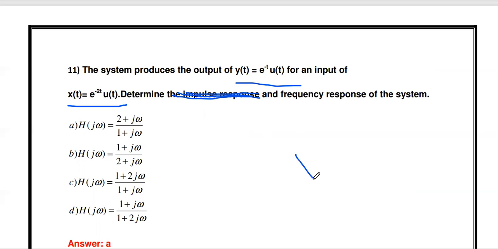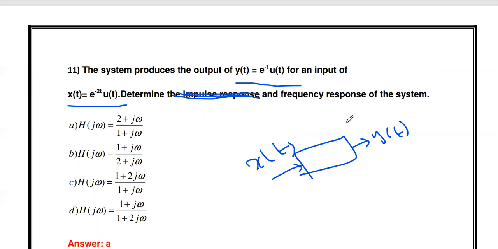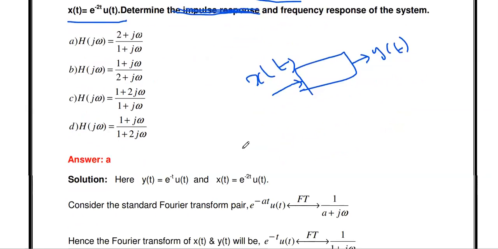So what are the data given here? For one system, the output is given. The output produced by the system, y of t, is given and the input applied to the system, x of t, is given. So the question is that we have to find the frequency response. What is frequency response? H of j omega we have to find out. So how can you find out h of j omega from y of t and x of t?